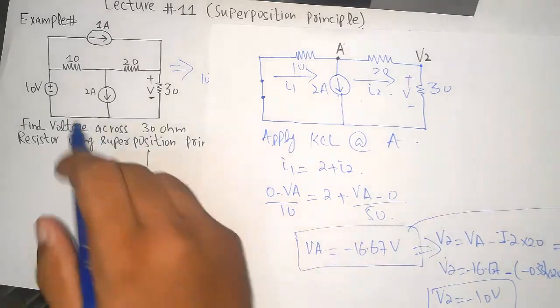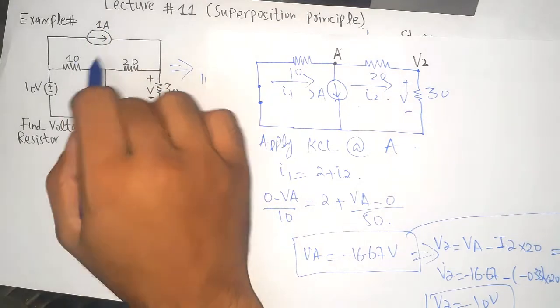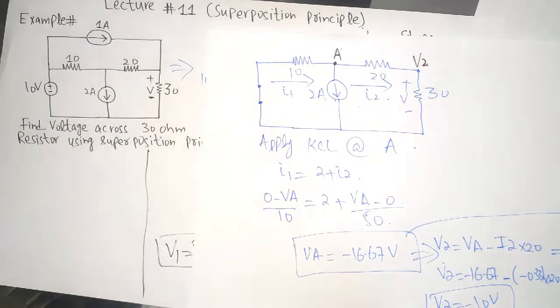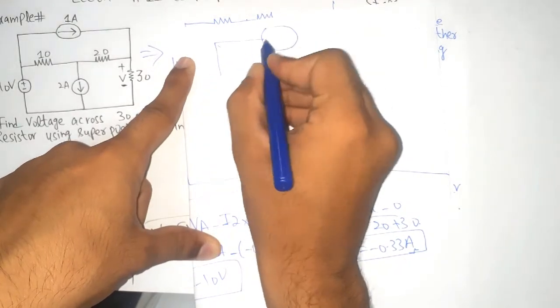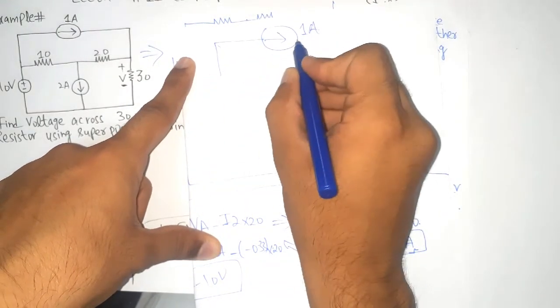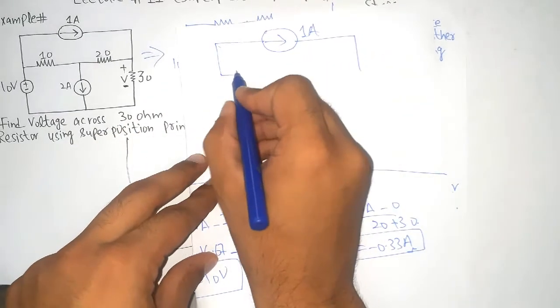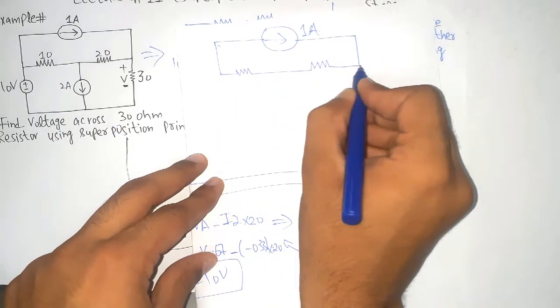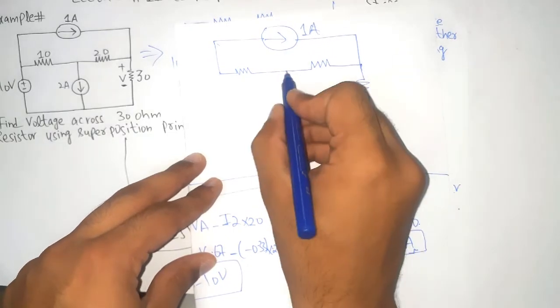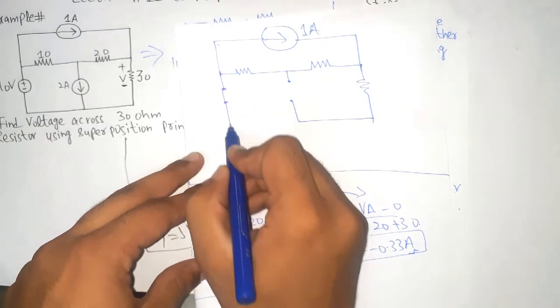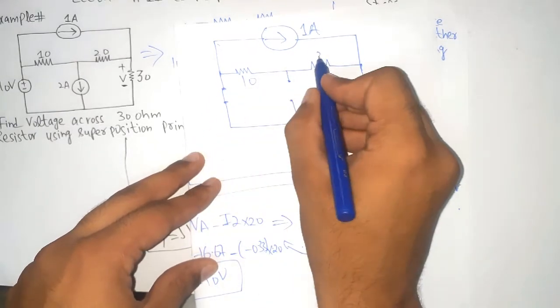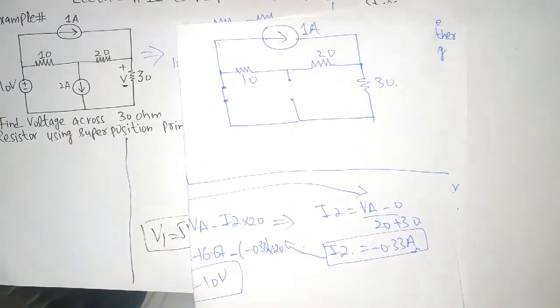Now our third step is to suppress these two sources, select this source, and find the voltage with respect to the 1 ampere current source. So I will update my circuit. So it is a 1 ampere current source. Here the current source is open and the voltage source is short. So 10, 20 and 30.